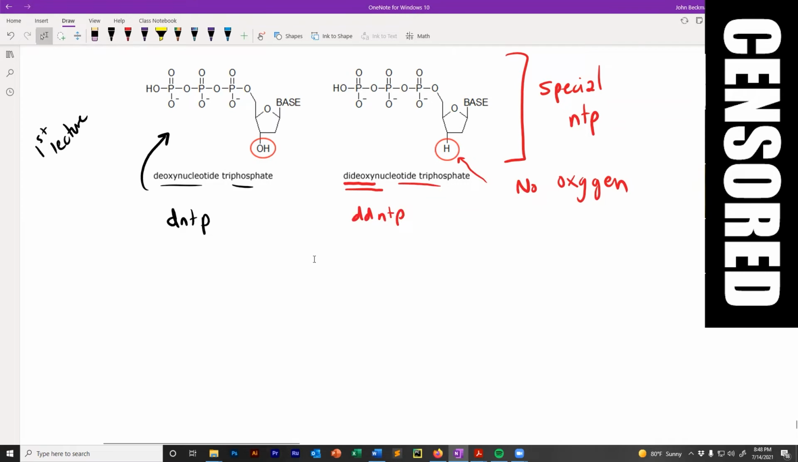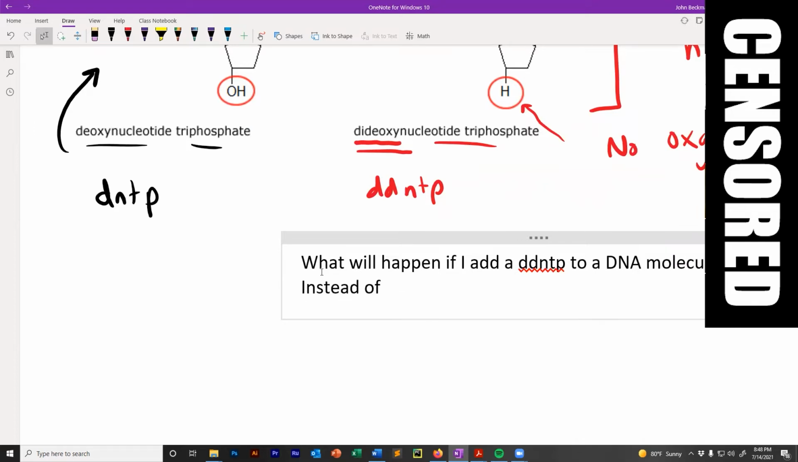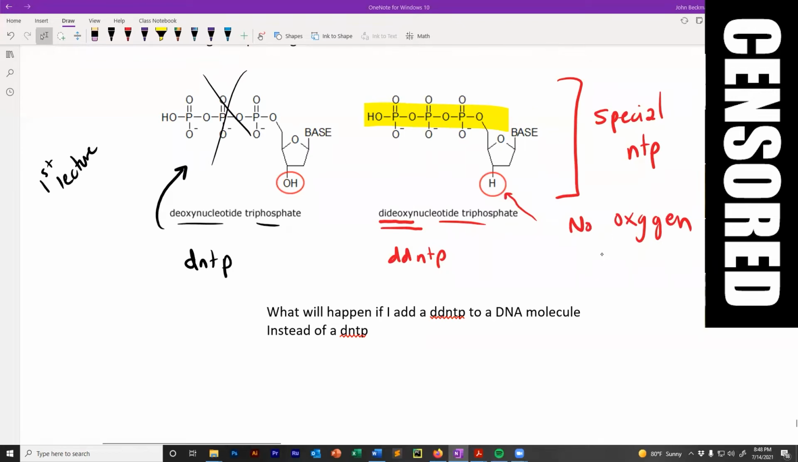So let me ask a question. What will happen if I add a ddNTP to a DNA molecule instead of a dNTP? Yes, very good. Yan Lu, plus 1 point. It will stop extending.